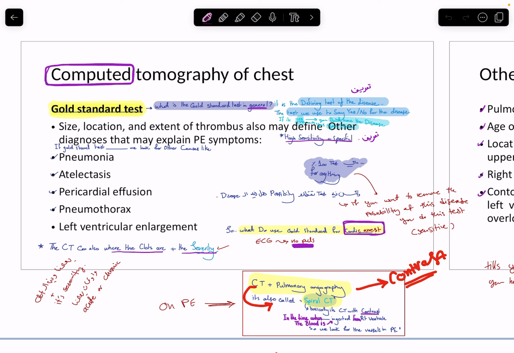Doctor, hey, how do we diagnose with pregnant women with this test? CT?